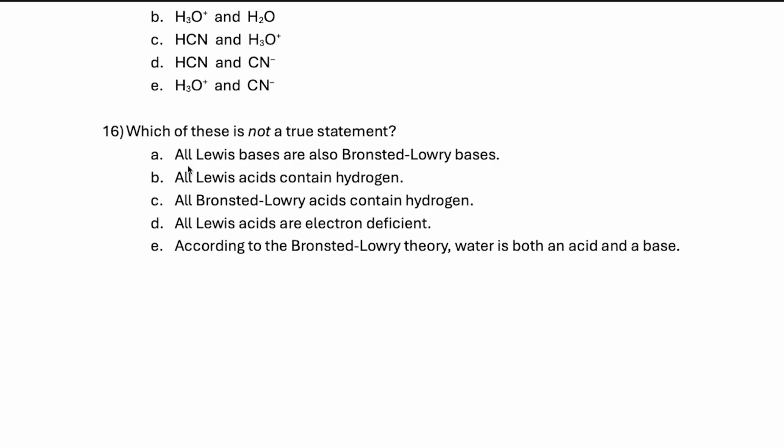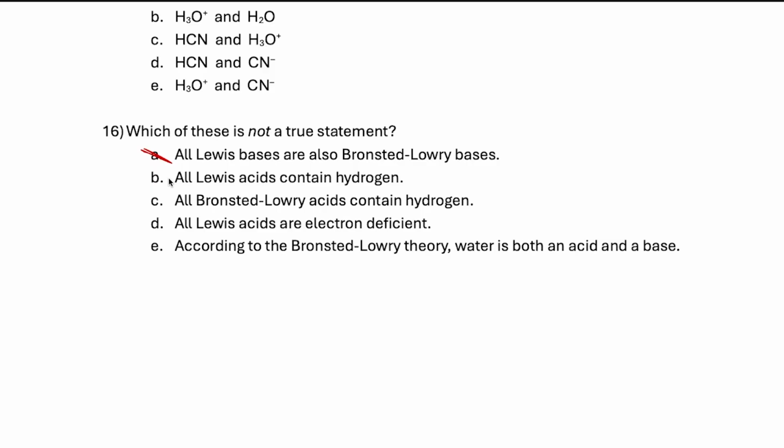And so answer choice A, all Lewis bases are also Bronsted-Lowry bases. You might be thinking, well, they're not related. They actually are related in a way. If you remember that Bronsted-Lowry is about breaking the bond between the central atom and the proton, well, what happens? We gain an electron pair. Well, if we're a Bronsted-Lowry base, we're going to be accepting a proton. So kind of doing the opposite. The only way we can accept a proton is if we donate one of the electrons. And so this is actually a true statement.